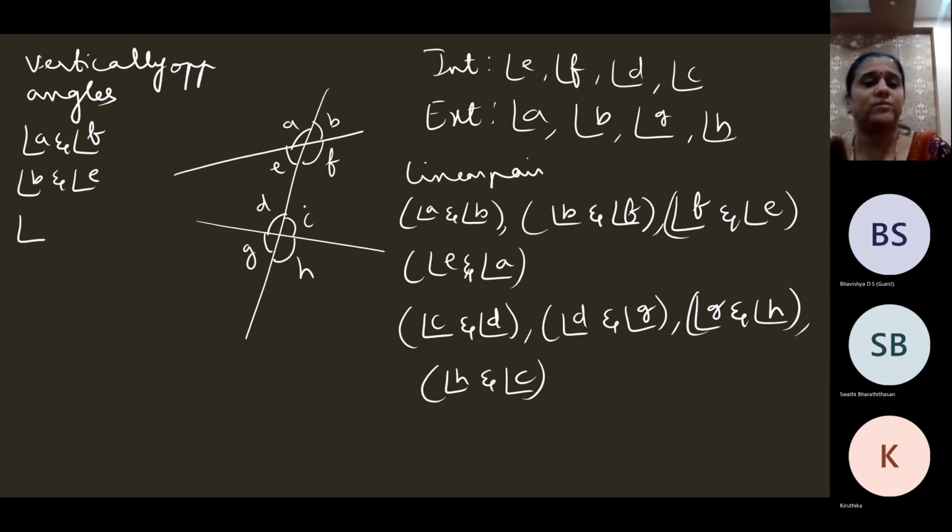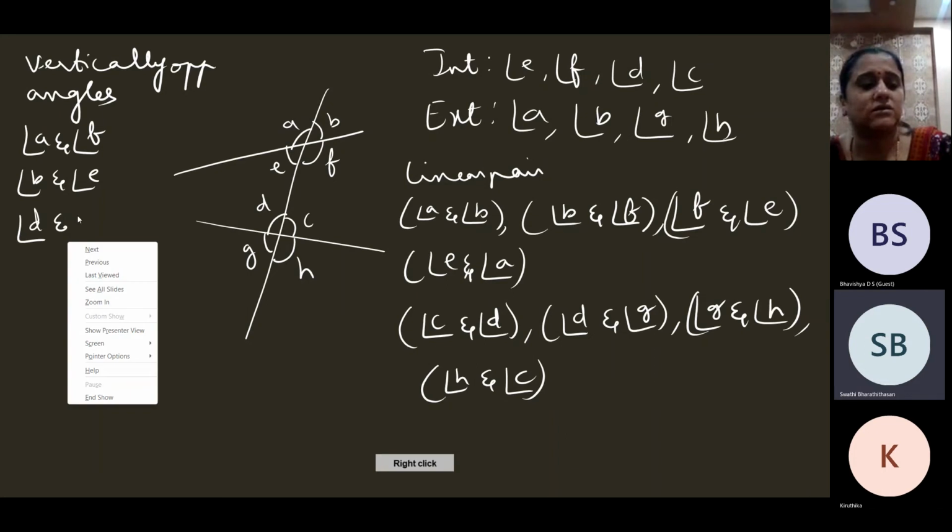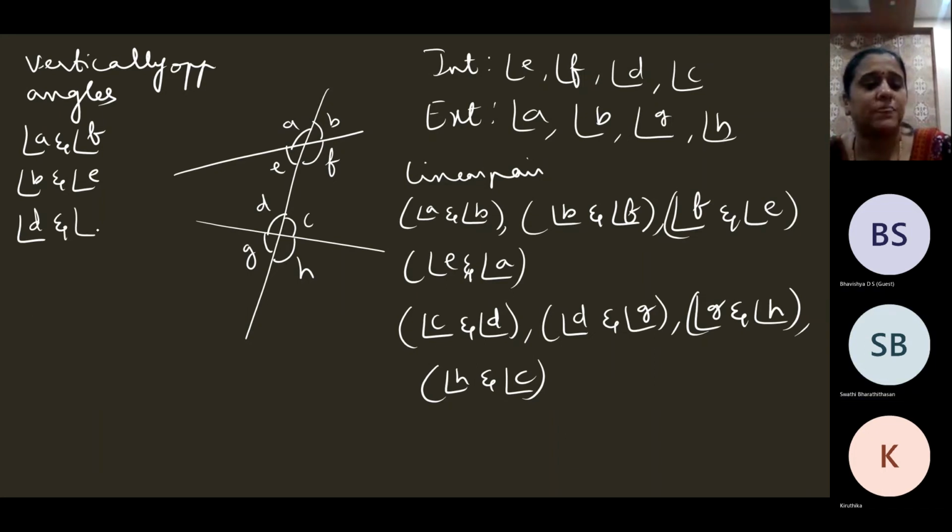A and F, B and E, then D and H. D and H, G and C, then G and C, ma'am. Angle G and C. Yeah, correct. C and G. Please write no in the earlier figure, children.